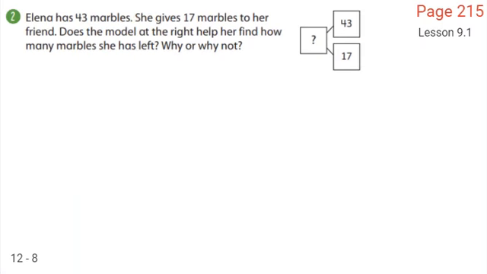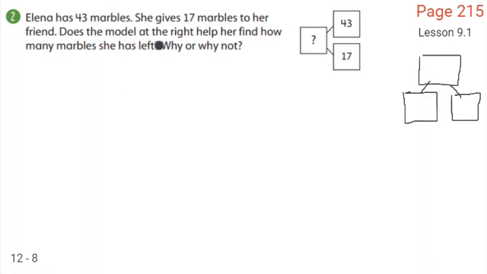I'm still on page 215. It says here, Elena has 43 marbles. She gives 17 marbles to her friend. Does the model at the right help you find how many marbles she has left? Why or why not? Okay, so see what this looks like? Remember, it's a number bond no matter what direction it's turned. Let me show you this here.